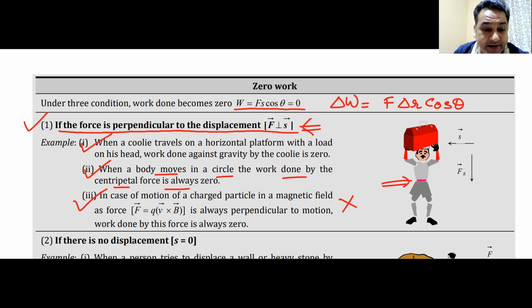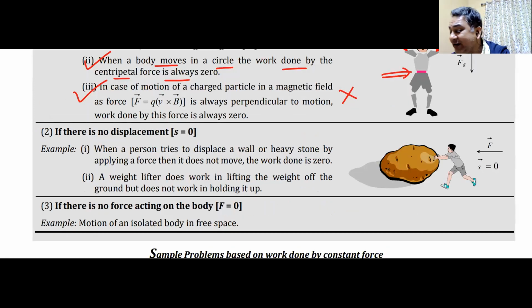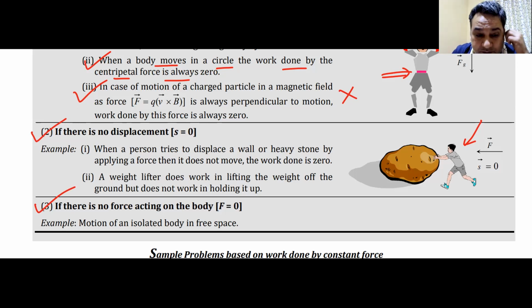Then what are the other two cases? The other two cases are pretty simple. If there is no displacement, work done is zero. This boy is trying to push a heavy stone and the stone does not move. He is losing a lot of energy. Yes, in day-to-day life he is doing work, but in physics the work done is 0 because there is no displacement. Number 3, if there is no force, obviously there is no work. So if F is 0, work done is definitely 0. Please note it down. Simple facts.